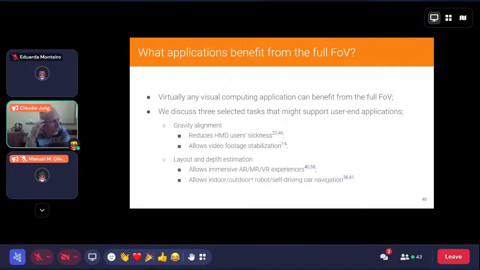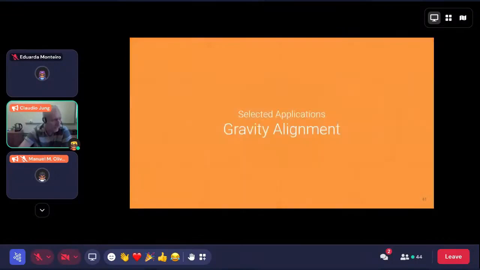Of course, for self-driving vehicles or robot navigation, it's very important to have 3D information, depth information, for either detecting obstacles or SLAM in robotics. And the first application that I'm gonna briefly describe here is gravity alignment.